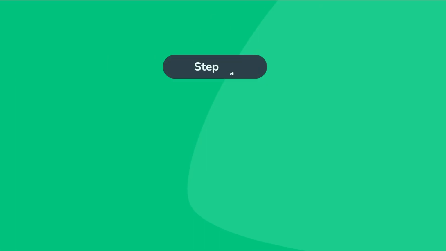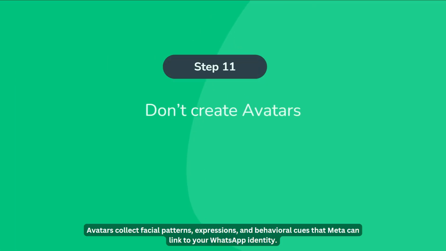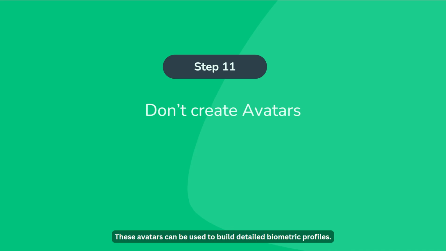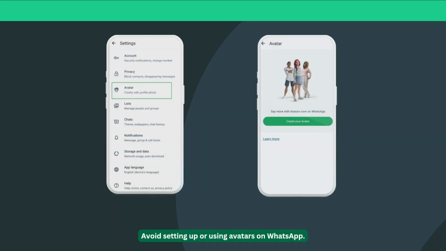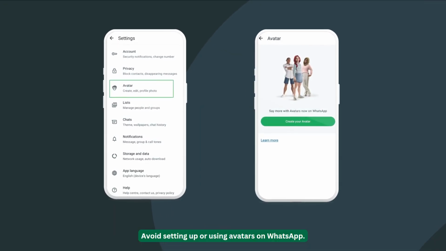Step 11. Don't create avatars. Avatars collect facial patterns, expressions, and behavioral cues that Meta can link to your WhatsApp identity. These avatars can be used to build detailed biometric profiles. Avoid setting up or using avatars on WhatsApp.